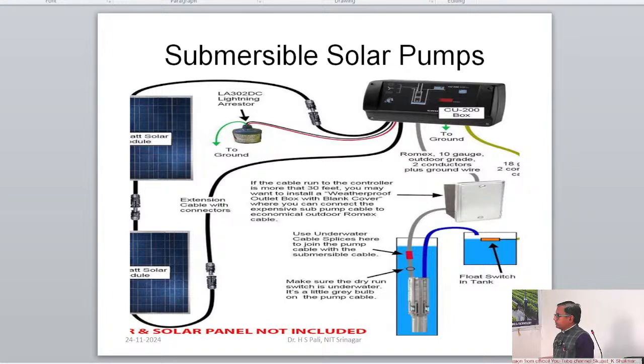You can see the submersible pump is generally used in our agriculture. So please see the small video on the submersible pump also, then we will see the other performance parameters.